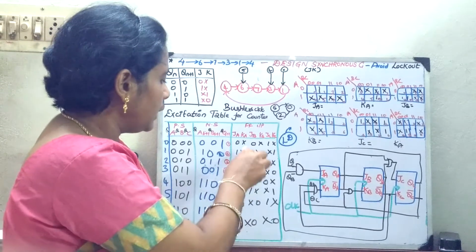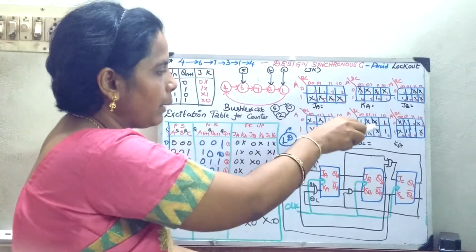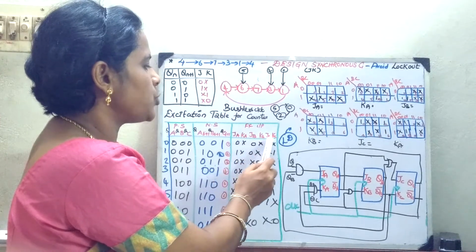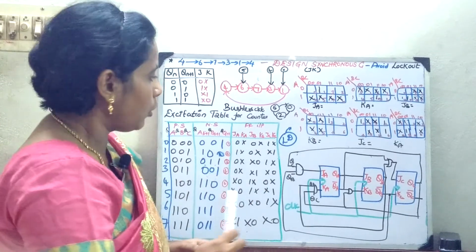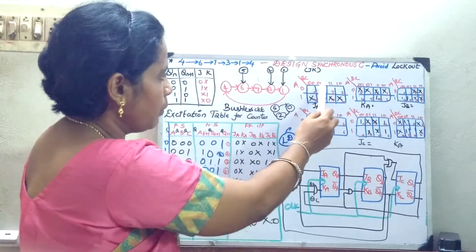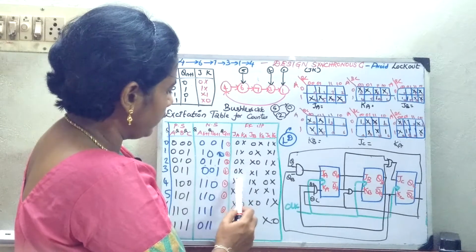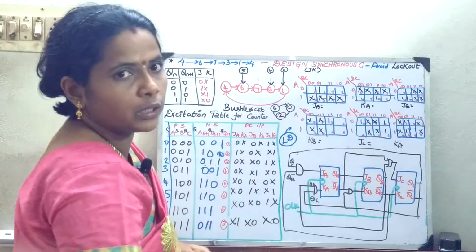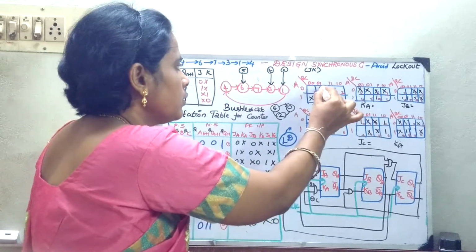Taking all the data from here, you map the K-maps for all these 6 inputs: JA, KA, JB, KB, JC and KC. Now we will see, for JA, what is the value? In one place it is 1; 2, 3 are not there; 4, 5, 6, 7 are don't care. Now what will be the expression for this?